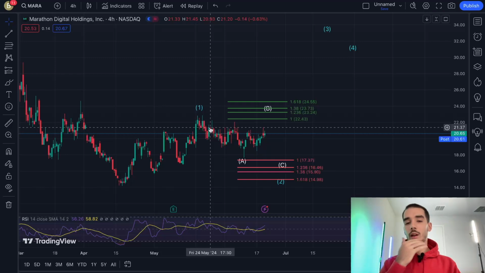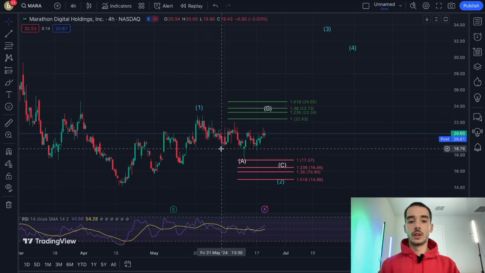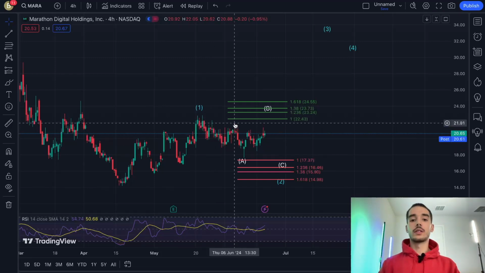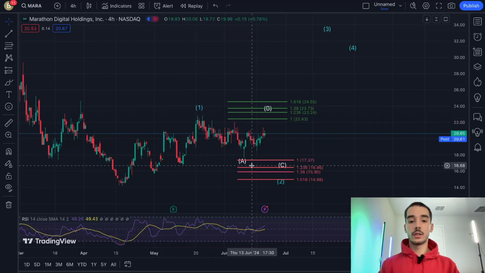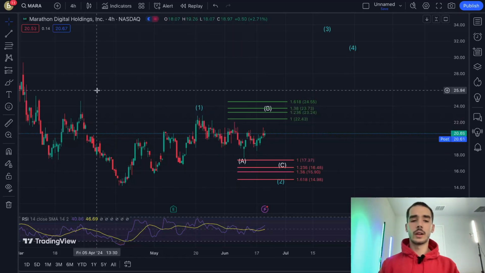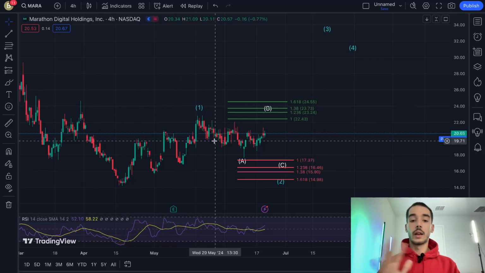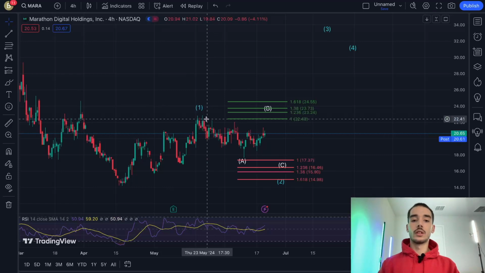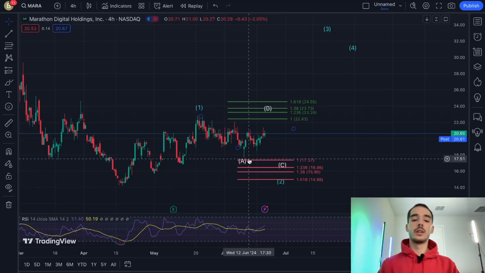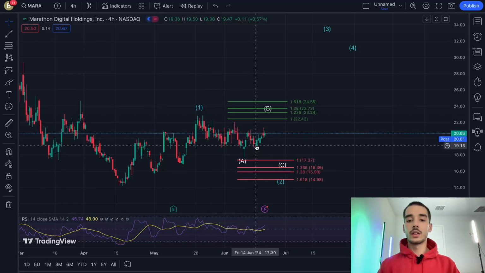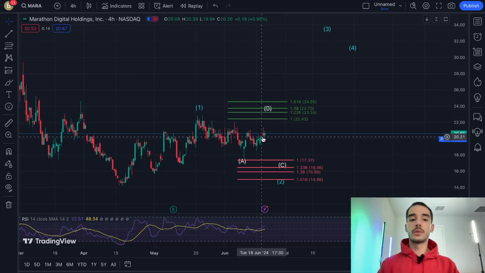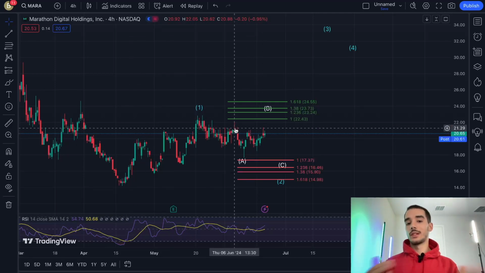So I was counting this as a W, X, Y pattern down here. Either way, I removed that because I'm not feeling that wave count anymore. It doesn't look clear due to this choppiness and this very weak push into the upside, so I just removed that from the chart.